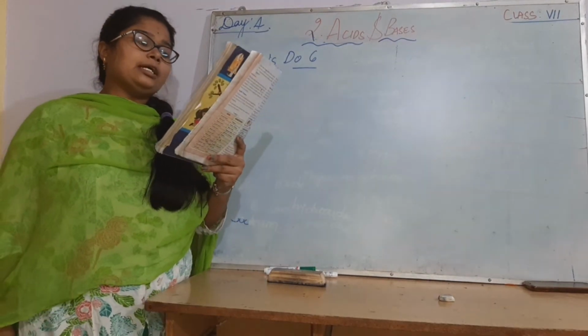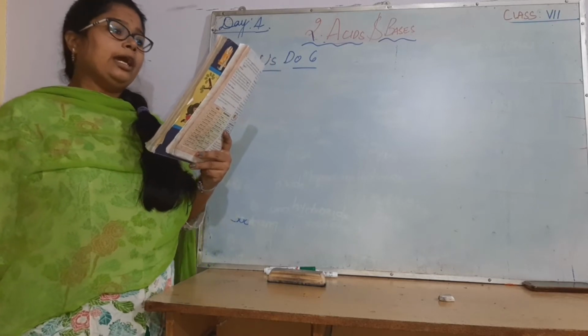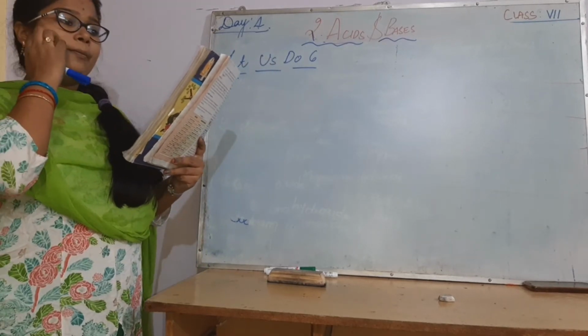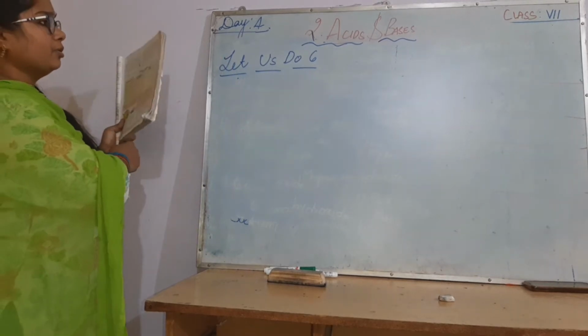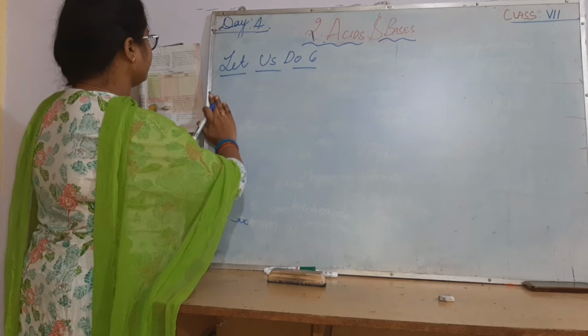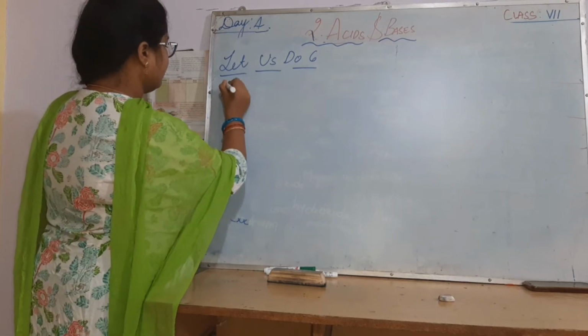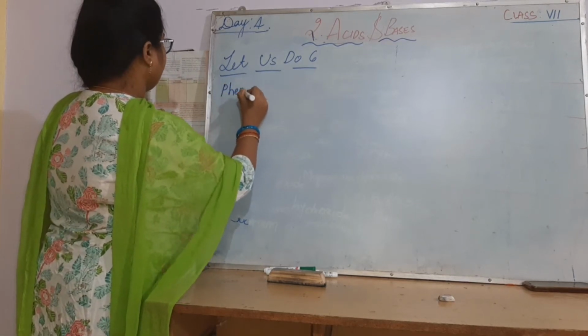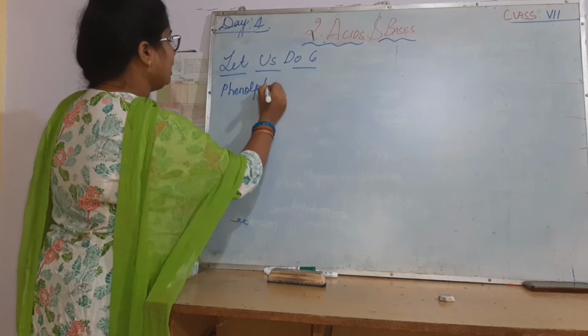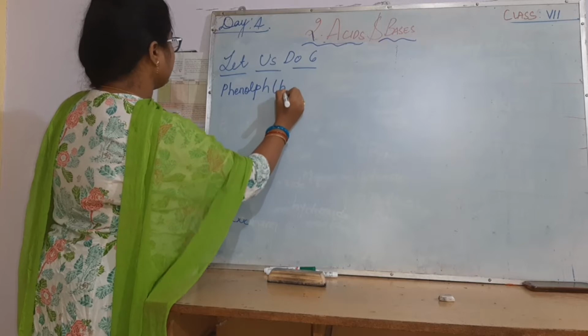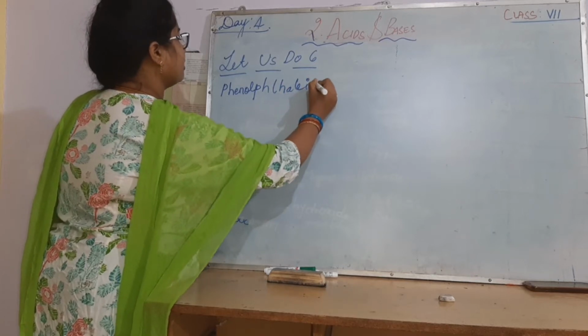Take the substances given in table 3 and test them with phenolphthalein and methyl orange solution. Here are two new names to you. They are asking you to check with two new solutions, that is, phenolphthalein solution. What does this name mean? It is also an indicator.